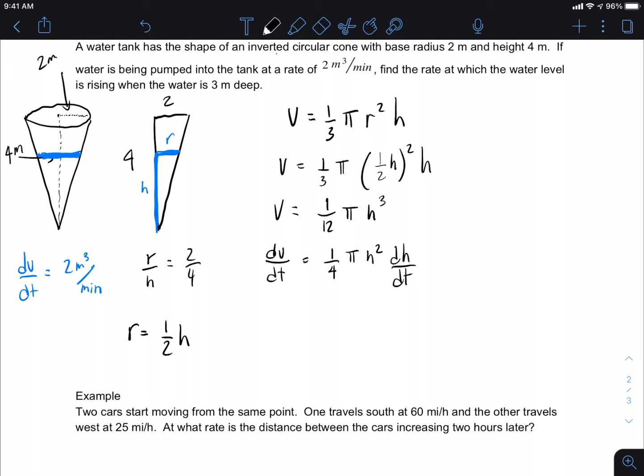And how did you get that? The thing that I'm taking the derivative of on the right-hand side is the h cubed. The power rule will give me 3h squared dh dt, but 3 over 12 becomes 1/4. So I did that all in one step. Does that make sense to everybody, or would you like me to show that step? Show the step. Okay.